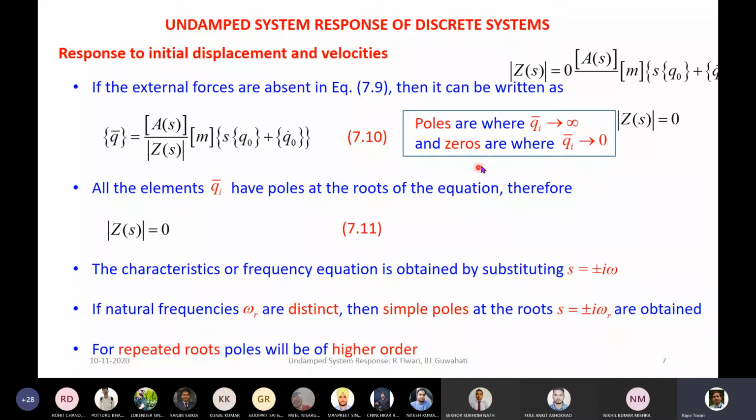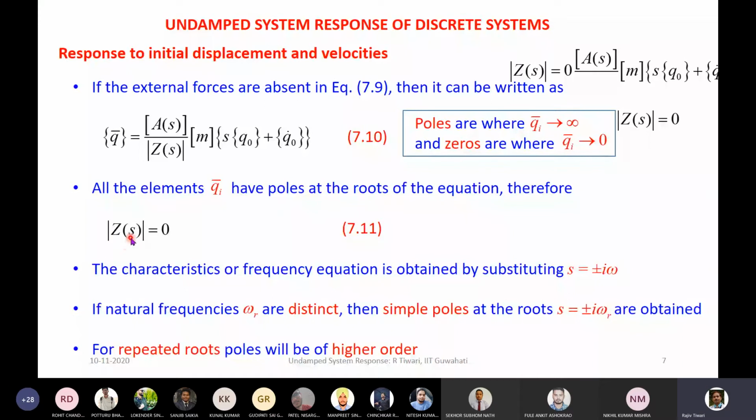So that is the definition. Poles are nothing but the roots of this particular determinant. If this determinant becomes zero, what will happen? The response will be infinity if this determinant is equal to zero. And this is nothing but the frequency equation, which we have been talking about. So that will give us the natural frequency.